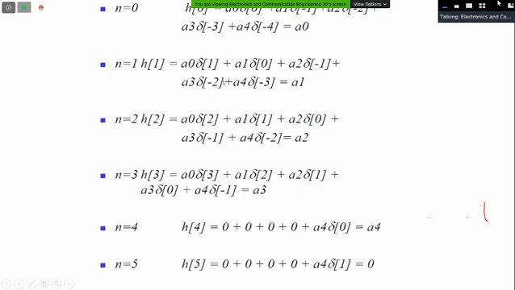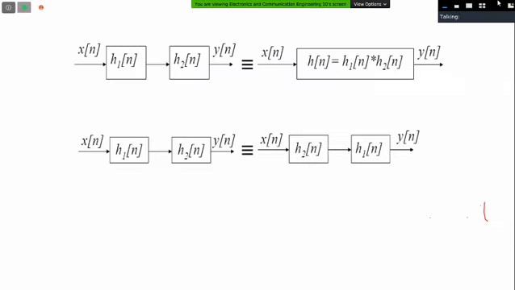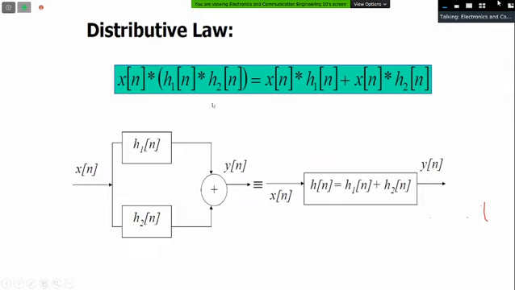Now, this is convolution, the commutative law, associative law. You all know that x[n] convolved with h1 and then convolved with h2 is the same as x[n] convolved with the bracket of h1[n] convolved with h2[n]. These properties you are well aware of: what is associativity, commutativity, and what is the distributive law. So x[n] convolved with the bracket h1[n] plus h2[n] will be the distributive property.